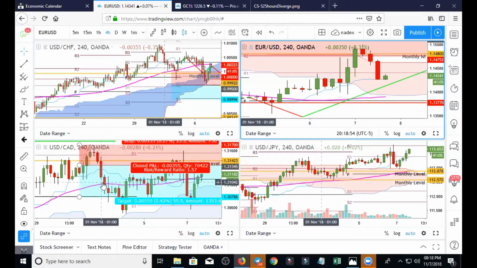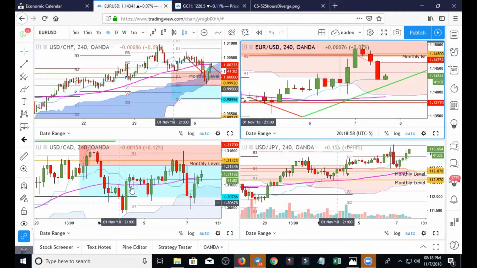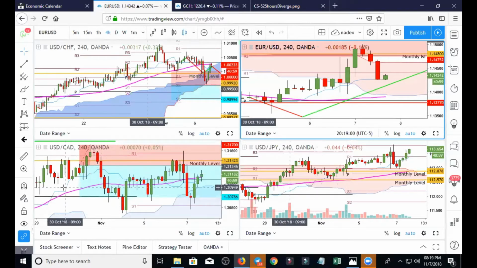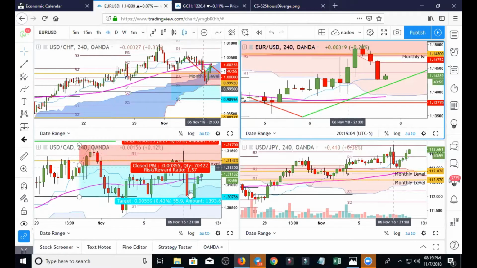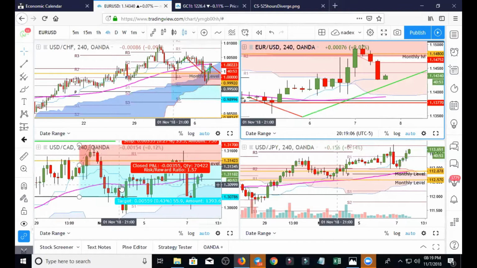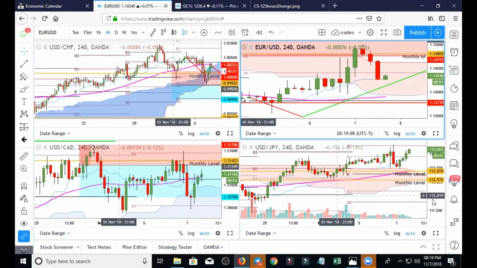If you can see, I predicted that this move would happen, and we took the profits on the US dollar CAD. It still hasn't broken fully out of this monthly level, just holding below it, hence why we traded it as a short. Japanese yen looking pretty good. Let's blow this up.